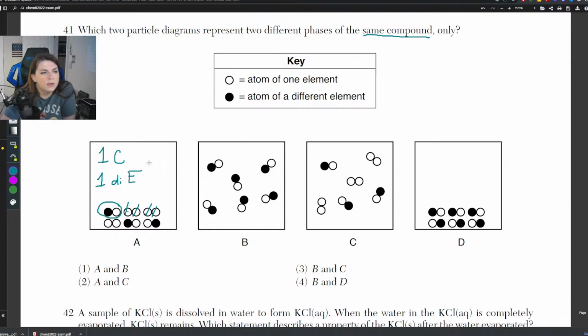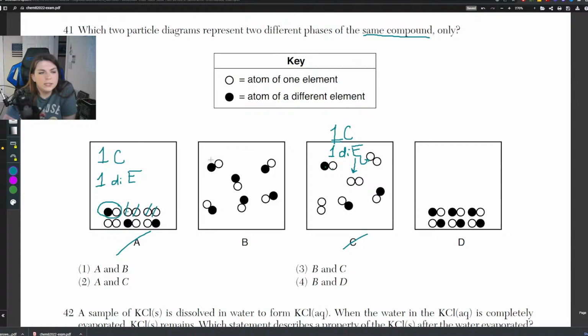Okay. It has one diatomic element. This is the same thing. It's a compound. The compound is the black bonded to the white, and then the one diatomic element is the double white. So can't be those.